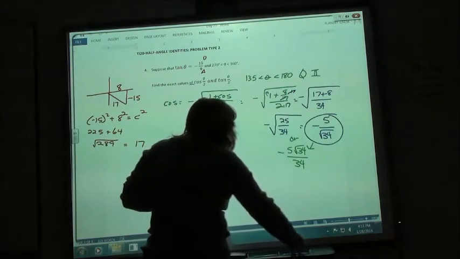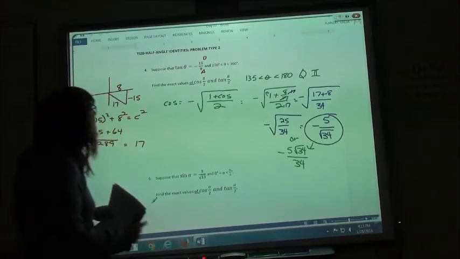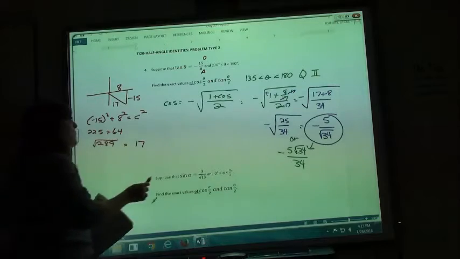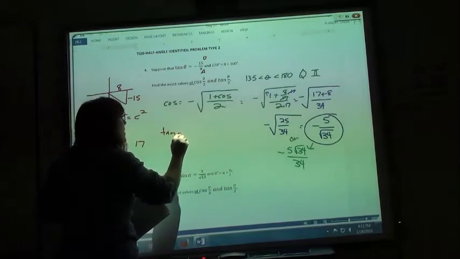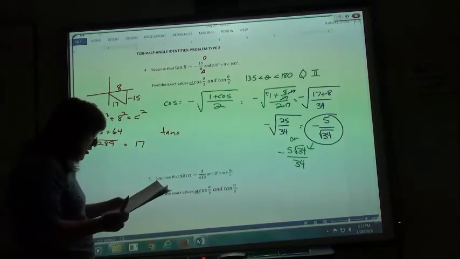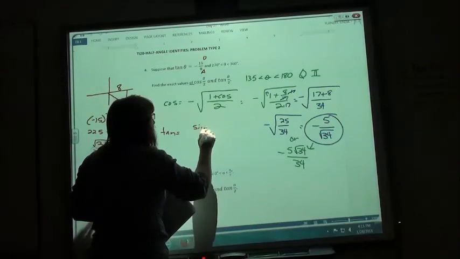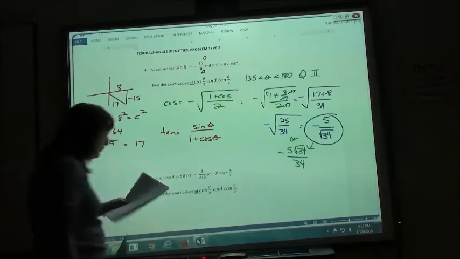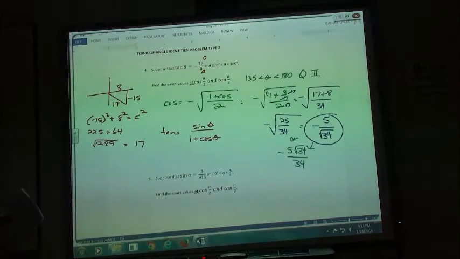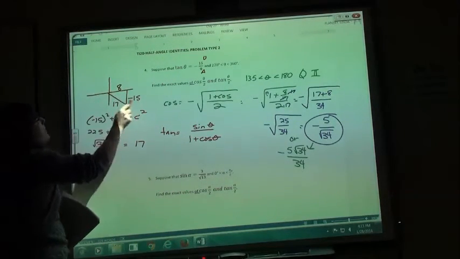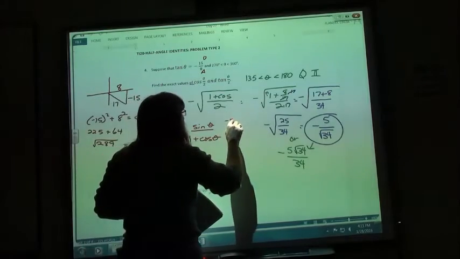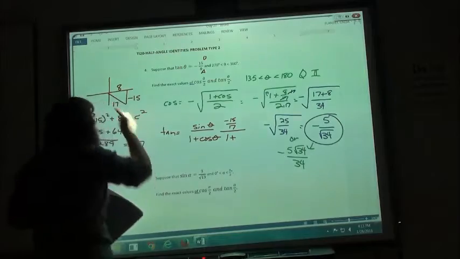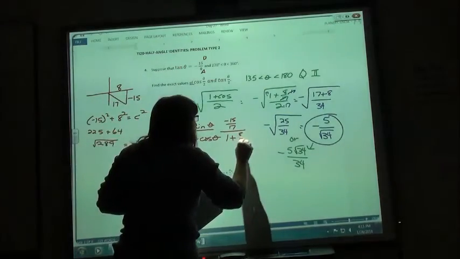For tangent, you don't have to worry about the sign because the sign should come out right using your formula. For tangent you have 3 different formulas to choose from. I like to use the one with the sine of theta over 1 plus the cosine of theta. And so my sine, opposite over hypotenuse, is negative 15/17. 1 plus my cosine, 8/17.